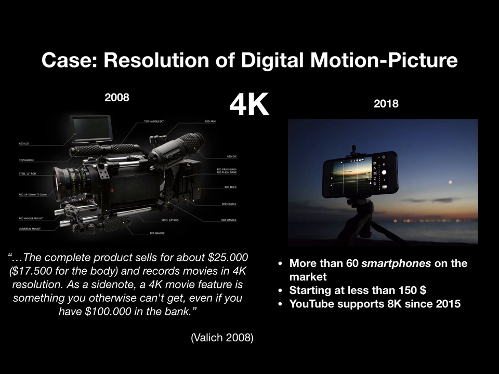So in 2008, when you wanted to shoot 4K video, this was the only option on the market. This is a Red One camera. It cost quite a bit of money, $25,000. And it's just 10 years ago. What's the situation today? On the market are over 60 smartphones. And now, great emphasis on the word smartphone, because as you know, smartphones were not invented for shooting motion pictures, right? They were invented for communication, for Facebooking, Twittering, Instagramming, you name it.